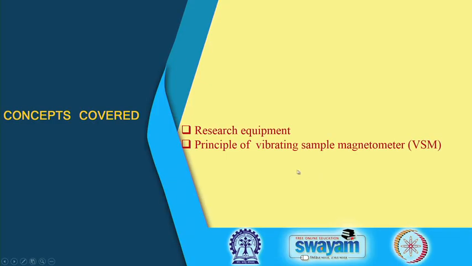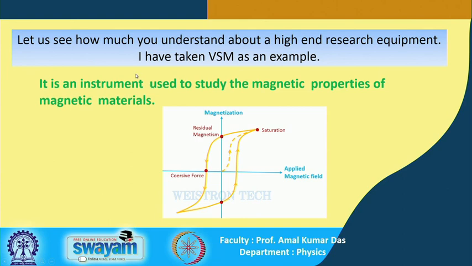I have chosen a research equipment. This is a vibrating sample magnetometer. This is a research equipment. So, I will discuss the principle of this vibrating sample magnetometer. Again, the aim is to see how much we understand about this high end research equipment.